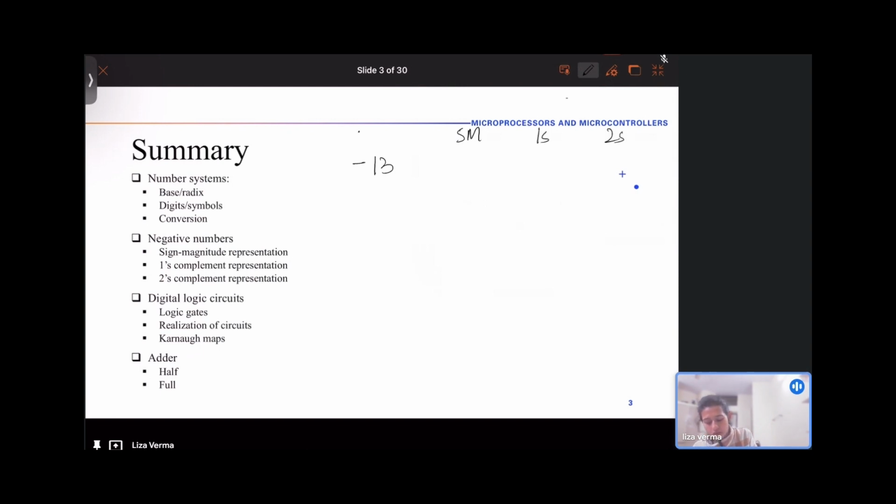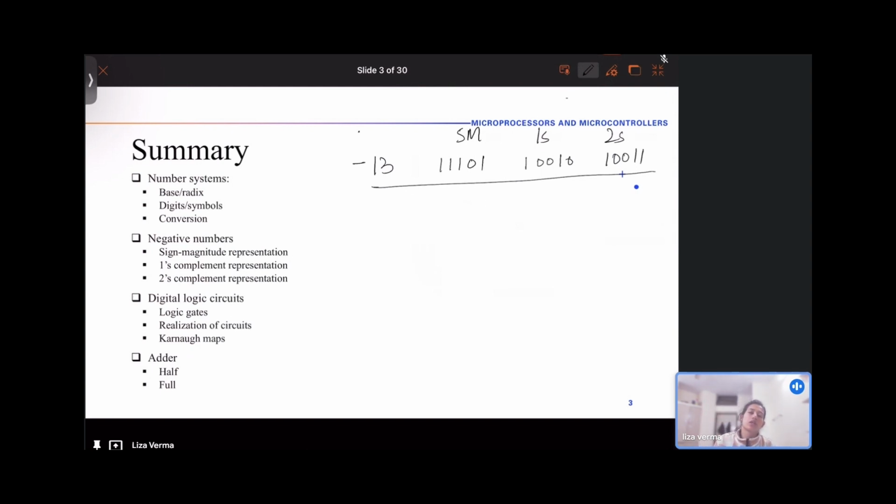In sign magnitude it is 11101, right? In 1's complement it was 10010, and in 2's complement it is 10011, right? So this is how you write a number in any of the three representations.